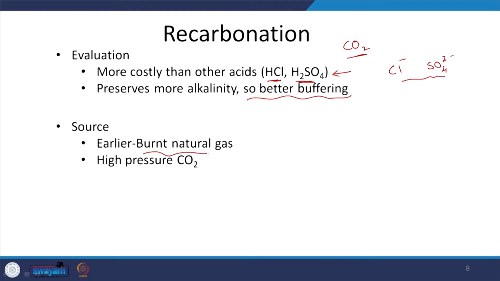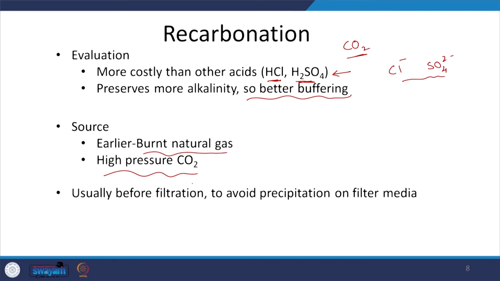Earlier they used to use burnt gas as the source, let's say, but now I guess you have enough different ways to have high pressured carbon dioxide systems, right? So usually before filtration, looks like, to avoid precipitation on the filter media. Anyway, that's one aspect, that you typically use it before filtration.